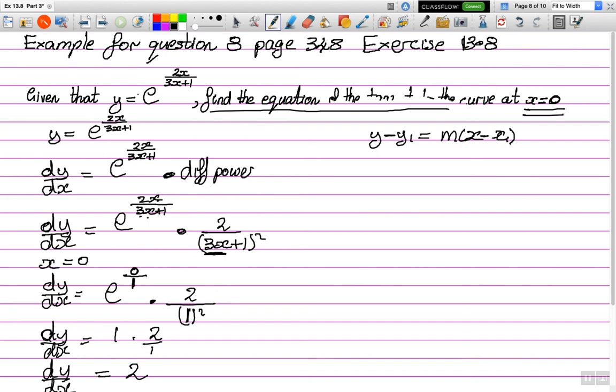Well, we know what x1 is. They told us x1 is equal to 0. We know what the slope is. The slope is equal to 2 because we just worked it out. So the only thing we don't know yet is the y1. So let's work out what y1 is. So at the moment, all we know is that y is equal to e to the 2x over 3x plus 1. And we know we're looking for the y value when x is equal to 0.